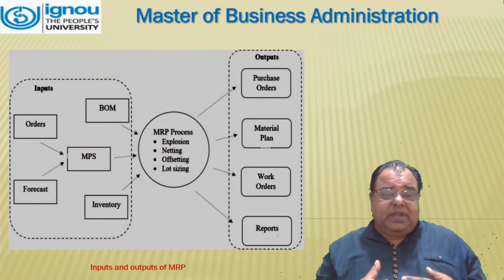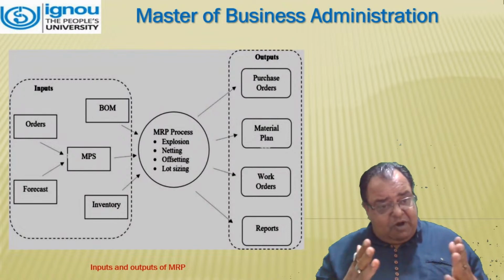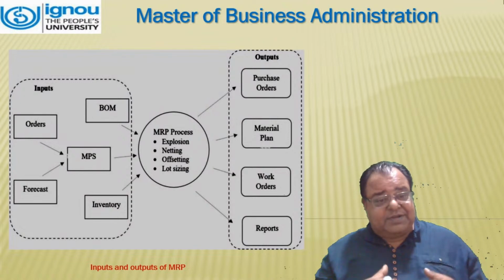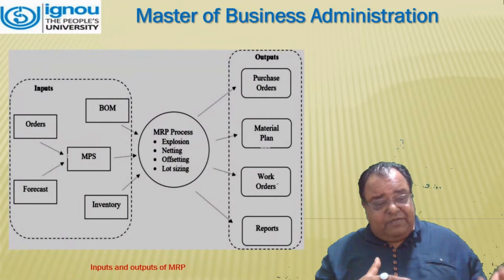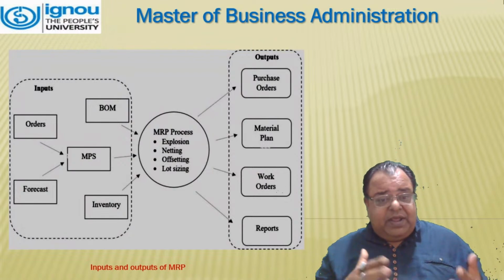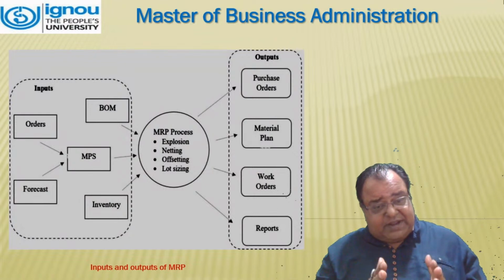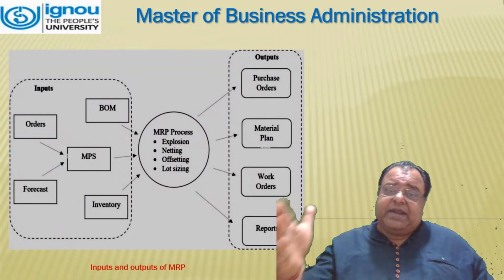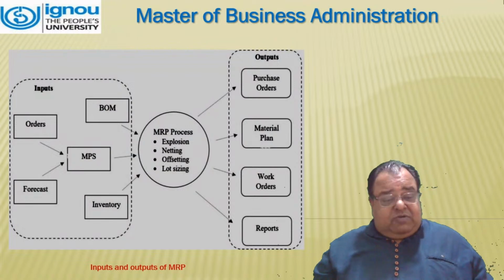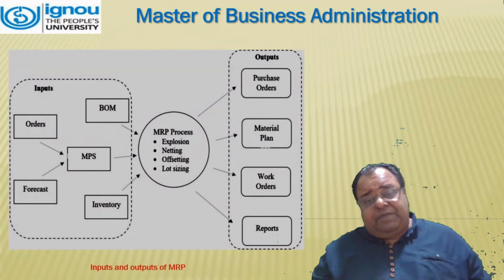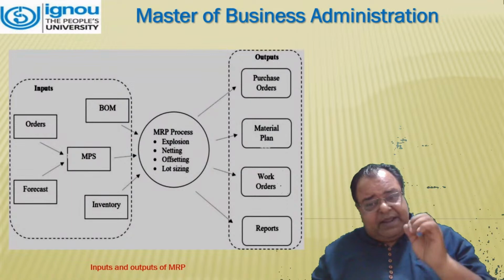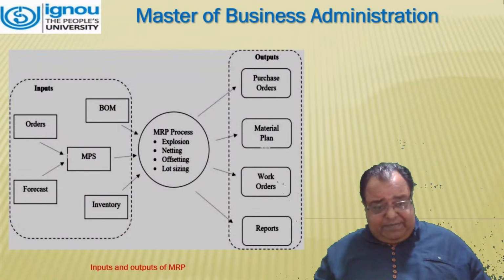Here we see inputs are work orders, MPS, forecast, inventory. In the MRP process, explosion, netting, offsetting, lot sizing, all is performed. And what we get in the output? Output is related to purchase orders, material plans, work orders, and the reports.